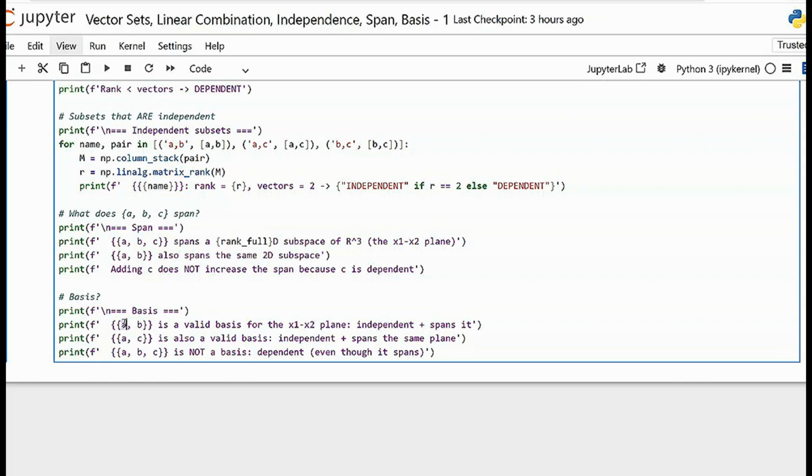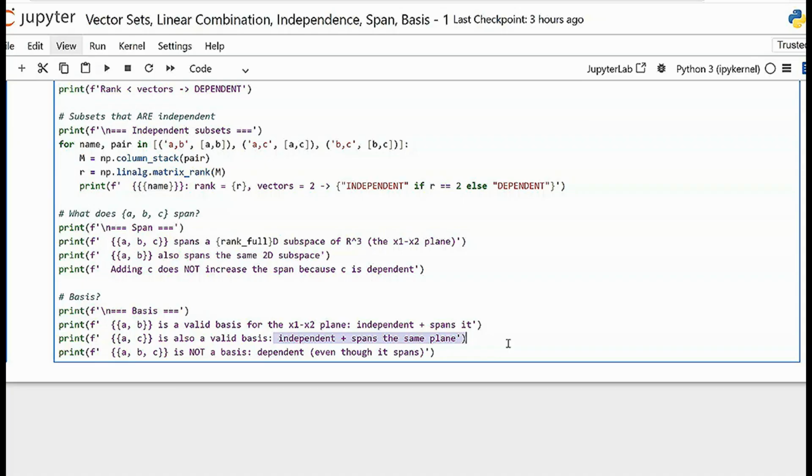Another valid basis is also there, so kindly see here, different vectors with the same space, which we also have to note. The important distinction is that spanning alone is not enough. We also need the vectors to be independent. That is very important.